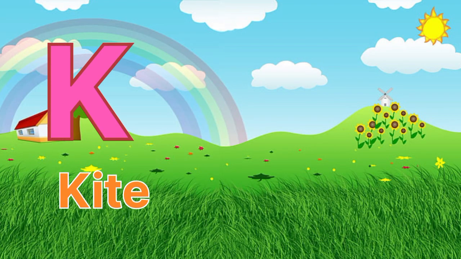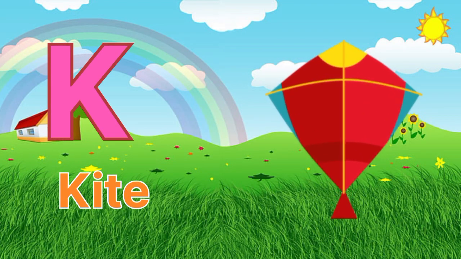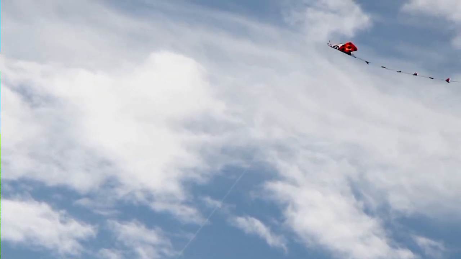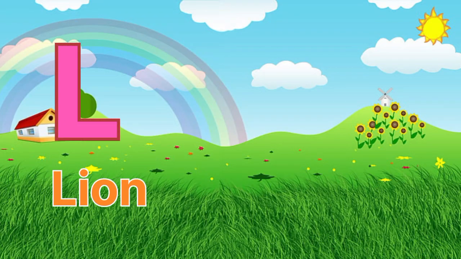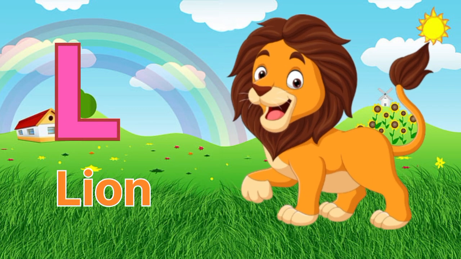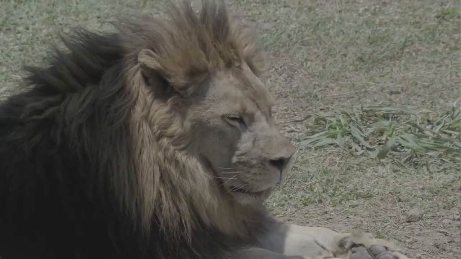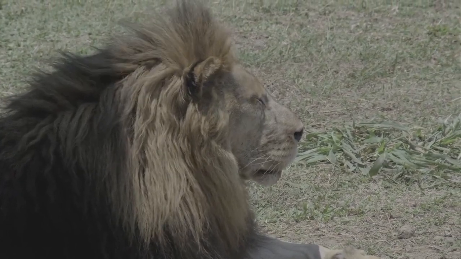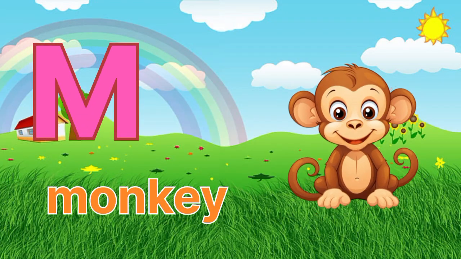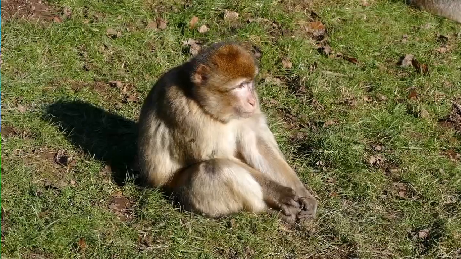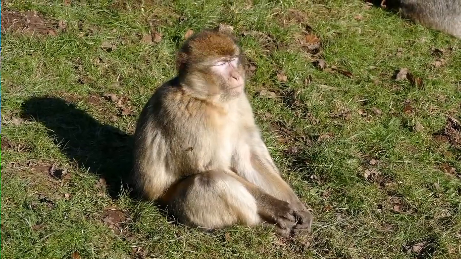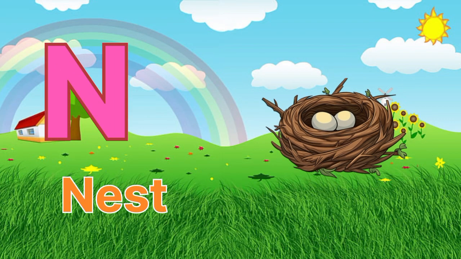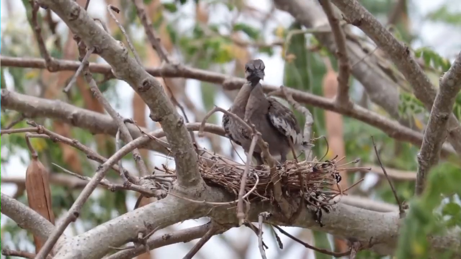K for kite. K for kite. L for lion. L for lion. M for monkey. M for monkey. N for nest. N for nest.